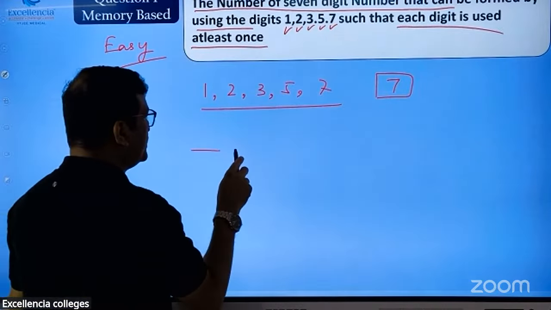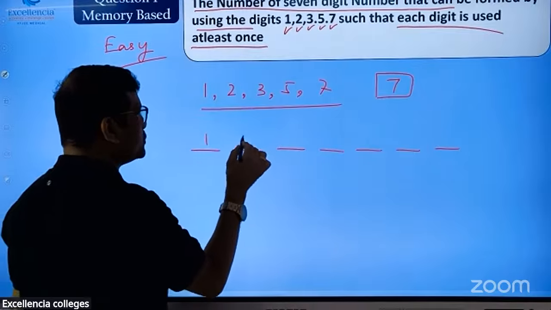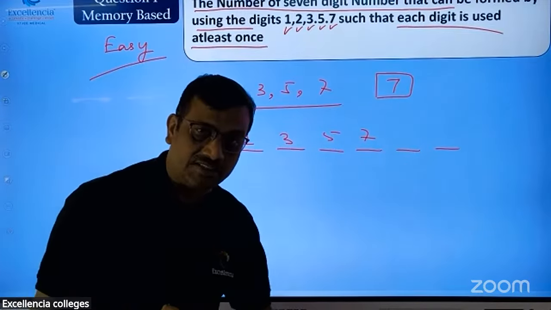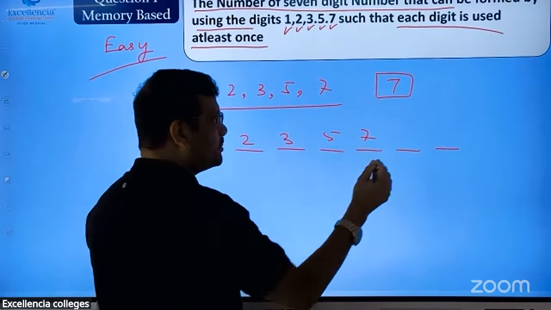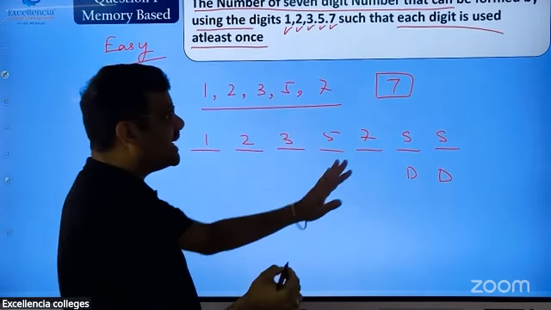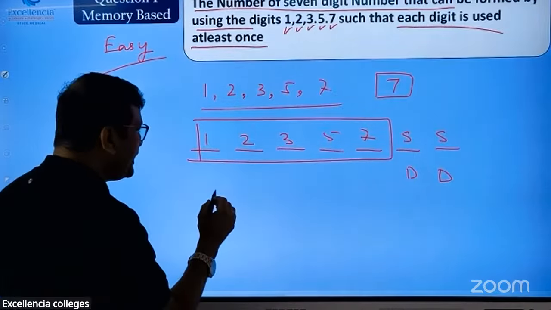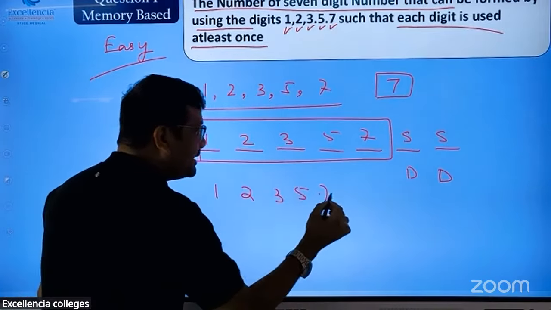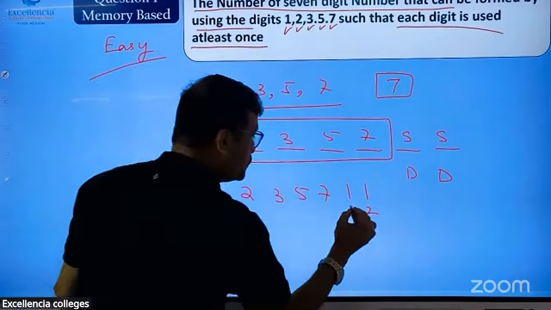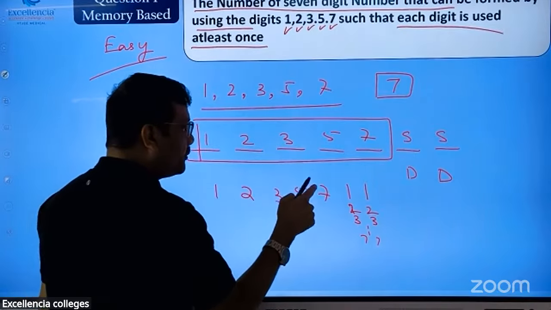So I put blanks 1, 2, 3, 4, 5, 6, 7. So 1, 2, 3, 5, 7 will come, because 5 digits are over, all of them came at least once. Now the game is that the remaining two can be the same or different. When they are the same, there can be 1, 1, there can be 2, 2, there can be 3, 3, and so on, up to 7, 7. How many? 1, 2, 3, 4, 5. Maybe 5.